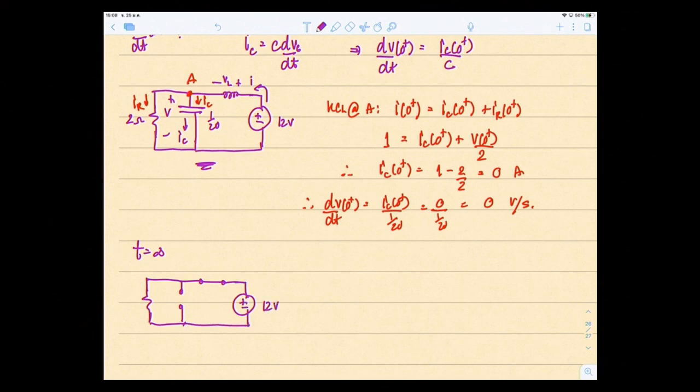So 12 volt, 2 ohms, V and I. So this is your circuit to analyze at t equal to infinity. Therefore, I at infinity would be equal to simply 12 volt divided by 2 ohms, equal to 6 amps. And V at infinity would be equal to simply 12 volt. So this is the way to find initial values and final values. This is an example to find initial values and final values.